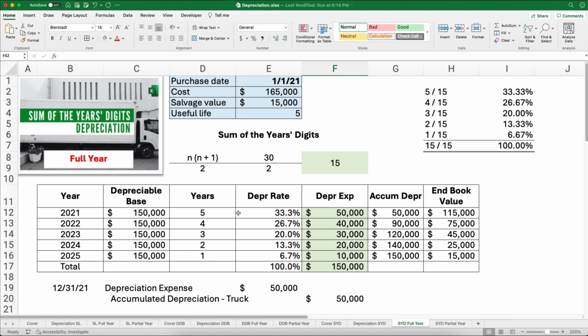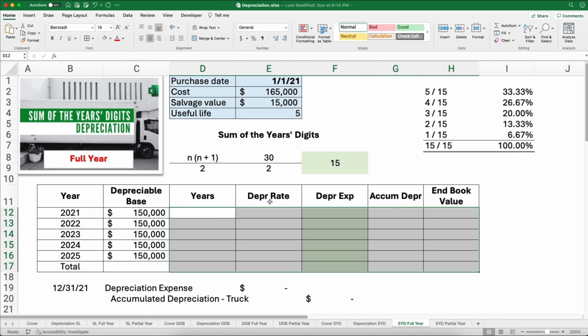I've completed this, but let's start from the very first thing. Let's start from scratch. Okay, so let's say we have a purchase date on January 1. This truck is $165,000 and the salvage value is $15,000 over 5 years.